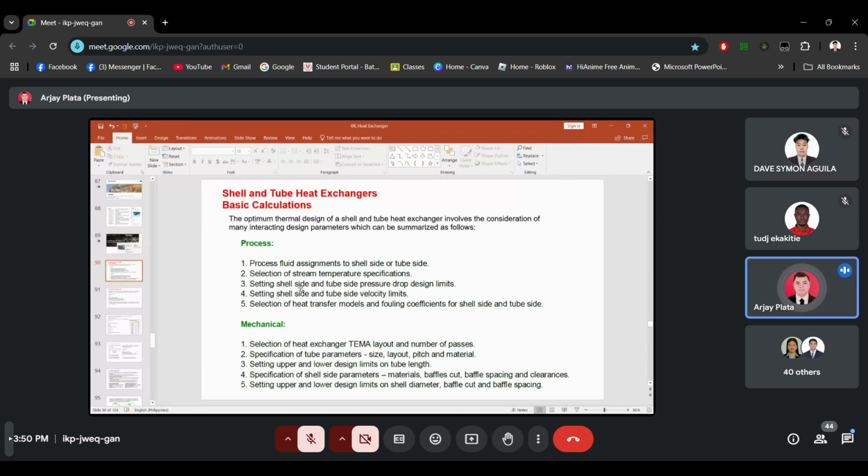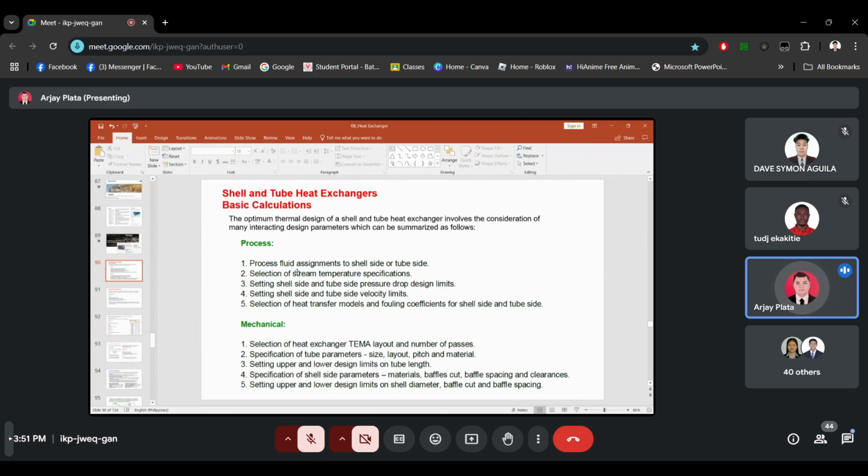They know the whole process, so that's why they are very familiar with the fluid assignments. While mechanical engineers, the work is more on the selection of heat exchanger type, for example, shell and tube, with the TEMA layout and number of passes. We are the ones who do this task, and we are also the ones who specify the tube parameter size, layout, and material. We set the upper and lower design limits of tube length.